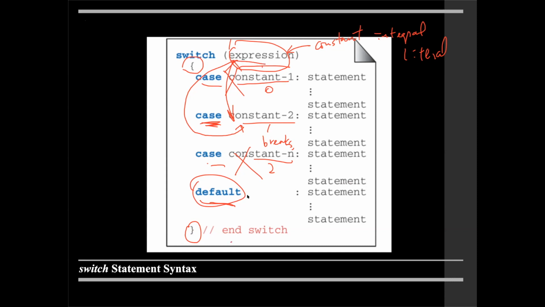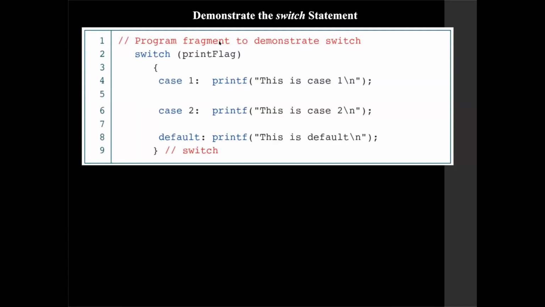And then at the end, you have the end of switch. This is a quick demonstration of the switch statement. Let's say this print flag is a constant expression that evaluates to a positive number: 1, 2, 3, 4, 1,000,000, 2,048, etc. So if this print flag equals 1, then case 1 will be printed to your console. So that would be the case.